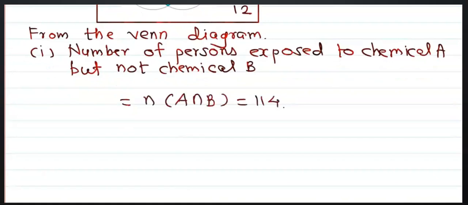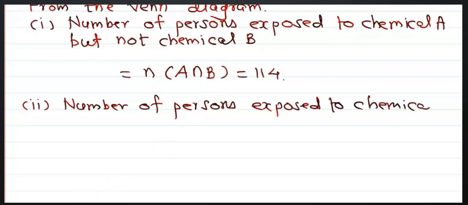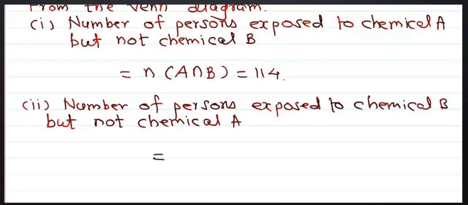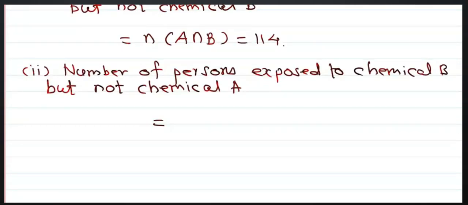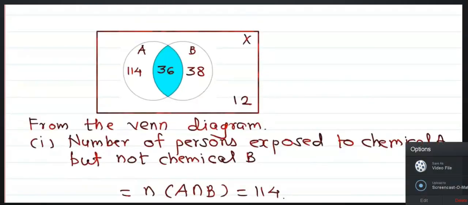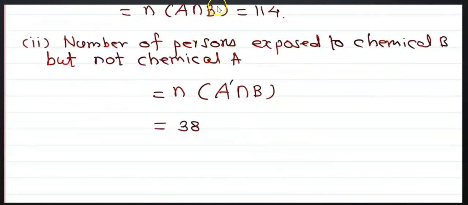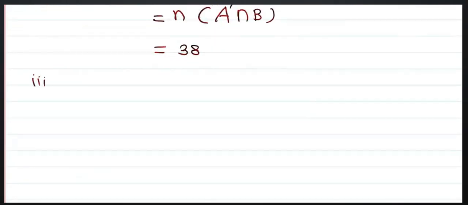Now see this here. A intersection B complement is equal to 114. I forgot to write the complement here. Then, the number of persons exposed to the chemical B but not A is written as A complement intersection B, that is equal to 38. Here the B complement must be there. I forgot to write it.